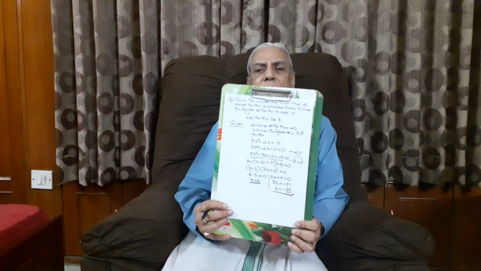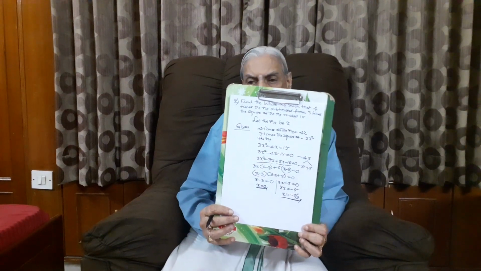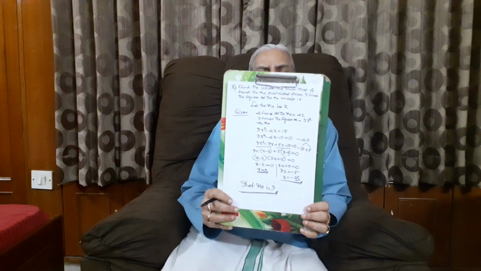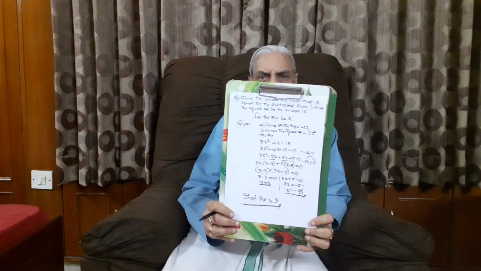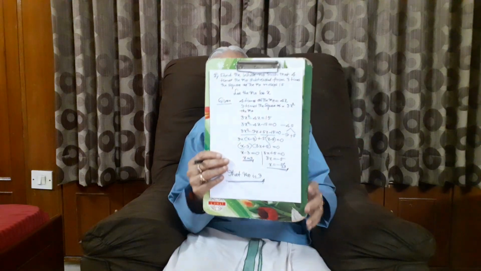Find the whole number. I can't take minus 5 by 3 because it's not a whole number, it's a fraction. So I have to take plus 3. Find the whole number means that whole number is how much? 3 and not minus 5 by 3. Why not minus 5 by 3? It's not a whole number and therefore that number is 3. So that is how you can do this problem.